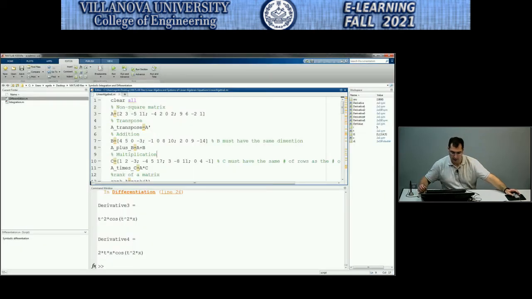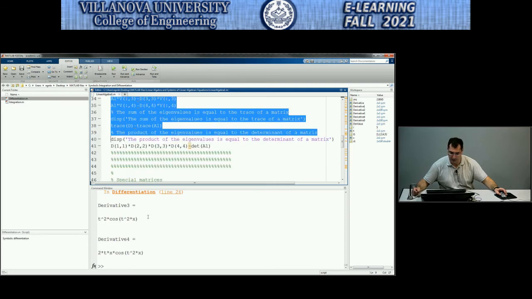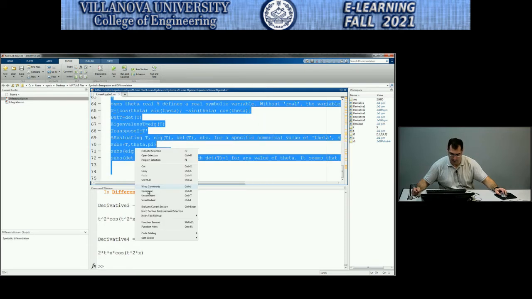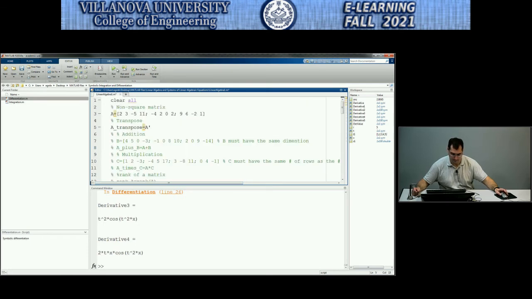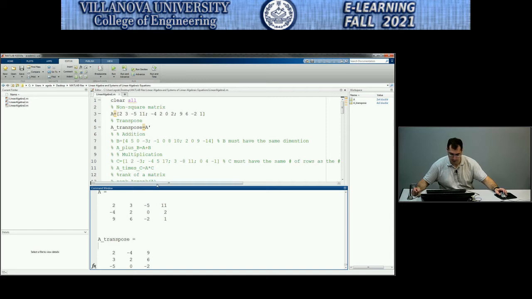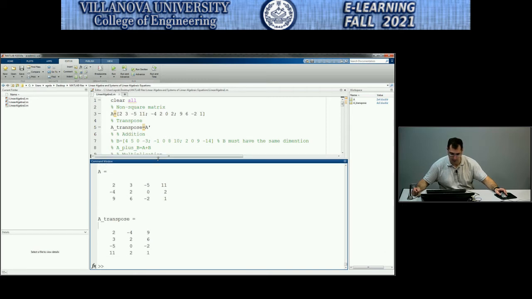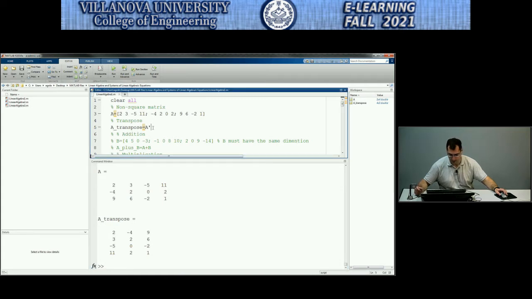Okay. So let's say I'm defining a non-square matrix A. You can take the transpose of this matrix. Let me comment everything out so that you're not confused. You can take the transpose. So you can see here that one is a matrix and the other one is a transpose of that matrix. So the columns become rows, 2, 3, minus 5, 11, and so on. The command for taking the transpose is apostrophe.